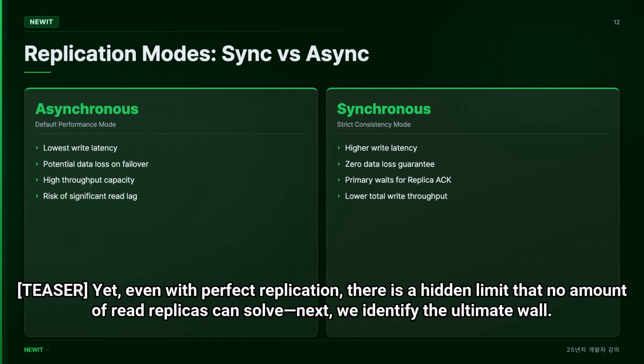Yet, even with perfect replication, there is a hidden limit that no amount of read replicas can solve. Next, we identify the ultimate wall.